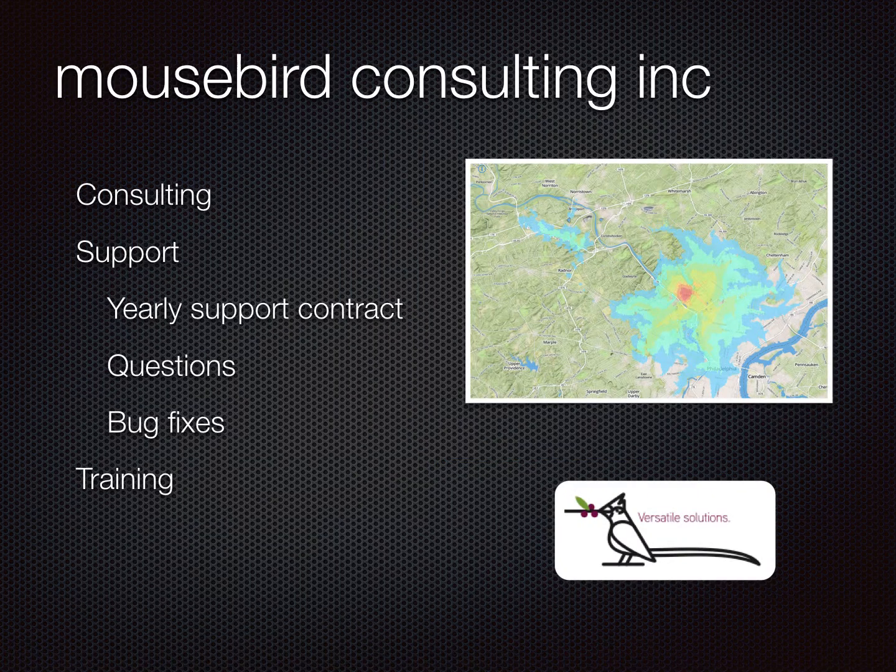In terms of what Mousebird Consulting does, we make the WhirlyGlobe-Maply toolkit, which we give away for free. So obviously that's not a great business plan. What we do is we consult based on that toolkit. So people will ask us to integrate the toolkit into their apps as well as provide new features. There's also a support contract. You can get a yearly support contract for maintenance and bug fixes, and you can ask as many questions as you like, and there's training available too.